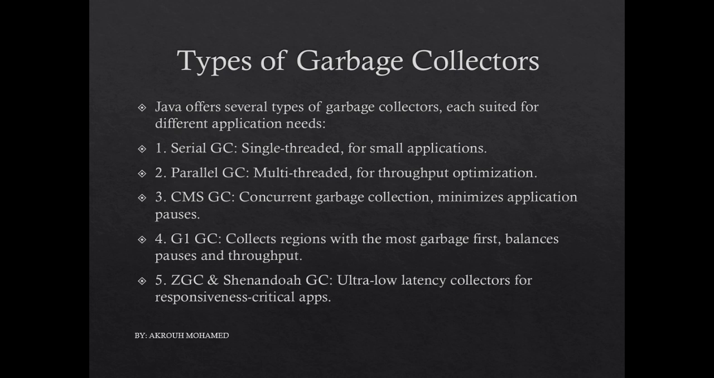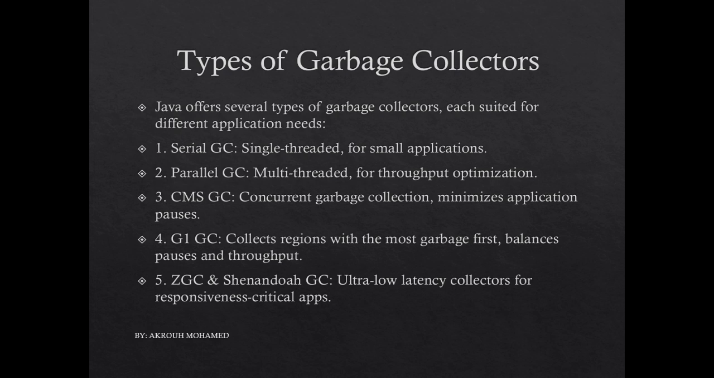G1, or Garbage First GC, divides the heap into regions and prioritizes the collection of regions with the most garbage first. It balances pause times and throughput, making it suitable for large, complex applications. Finally, ZGC and Shenandoah GC are designed for ultra-low latency, minimizing garbage collection pauses. They're ideal for applications where responsiveness is critical.